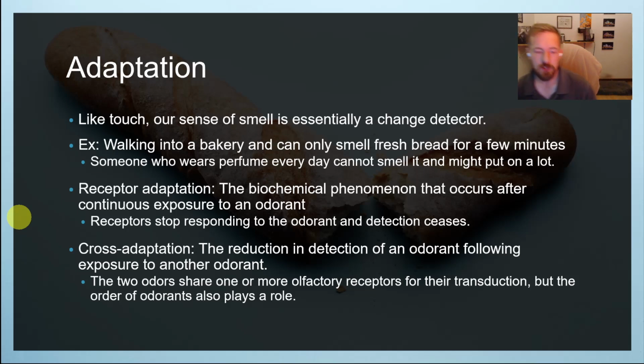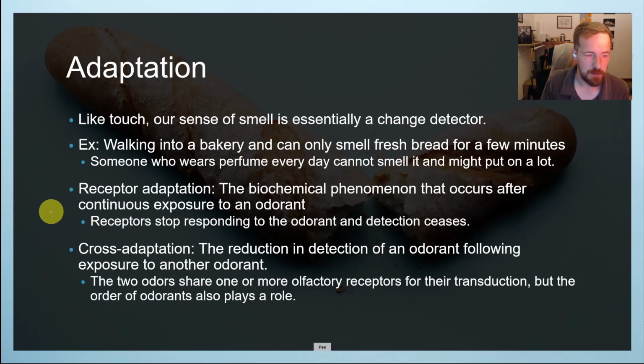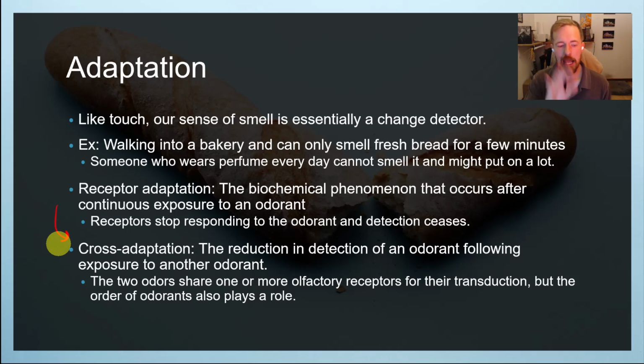This also explains why we have cross-adaptation. So let's say that you go from Subway, where you were just smelling a lot of bread, and then you walk over to Jimmy John's. Do we have Jimmy John's up here, in New England? If not, then we could say Jersey Mike's. You walk in there, and because that bread is made with many of the same ingredients, in terms of yeast, flour, etc., it's not going to register as a new stimulus, because a lot of those same receptors have been occupied. They have been activated.